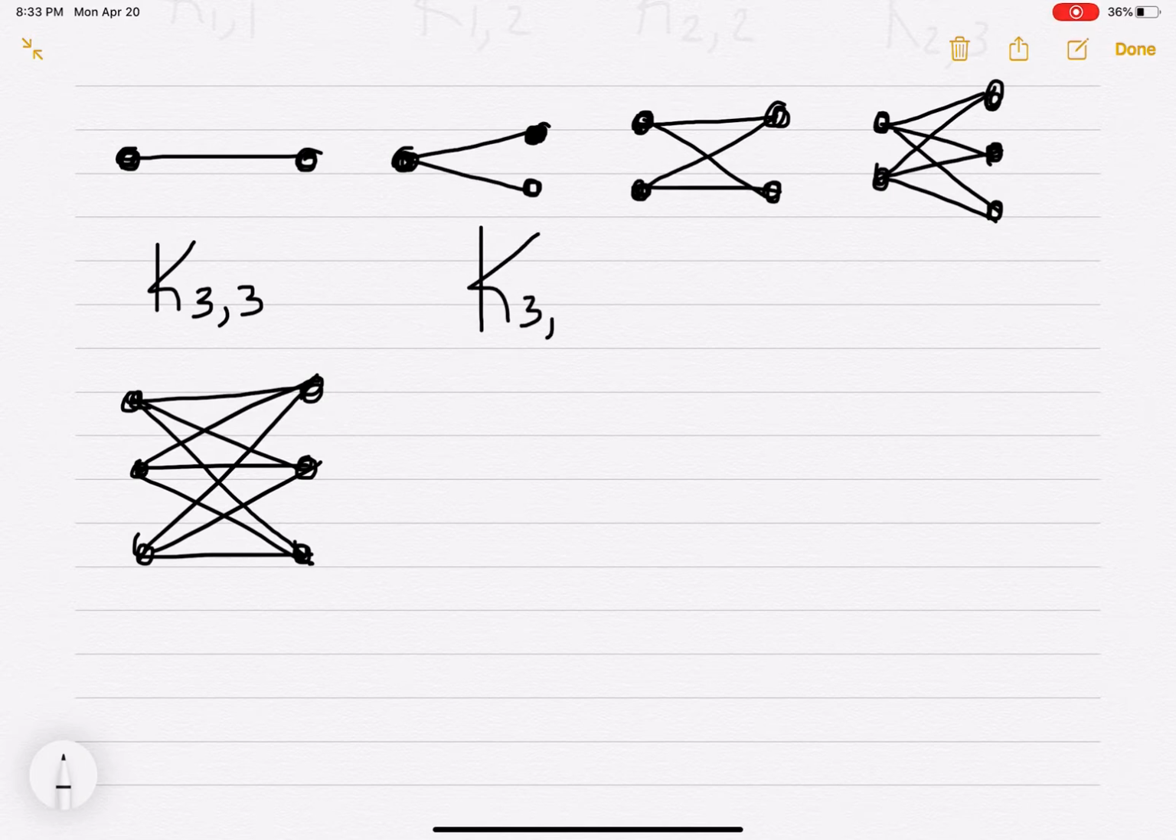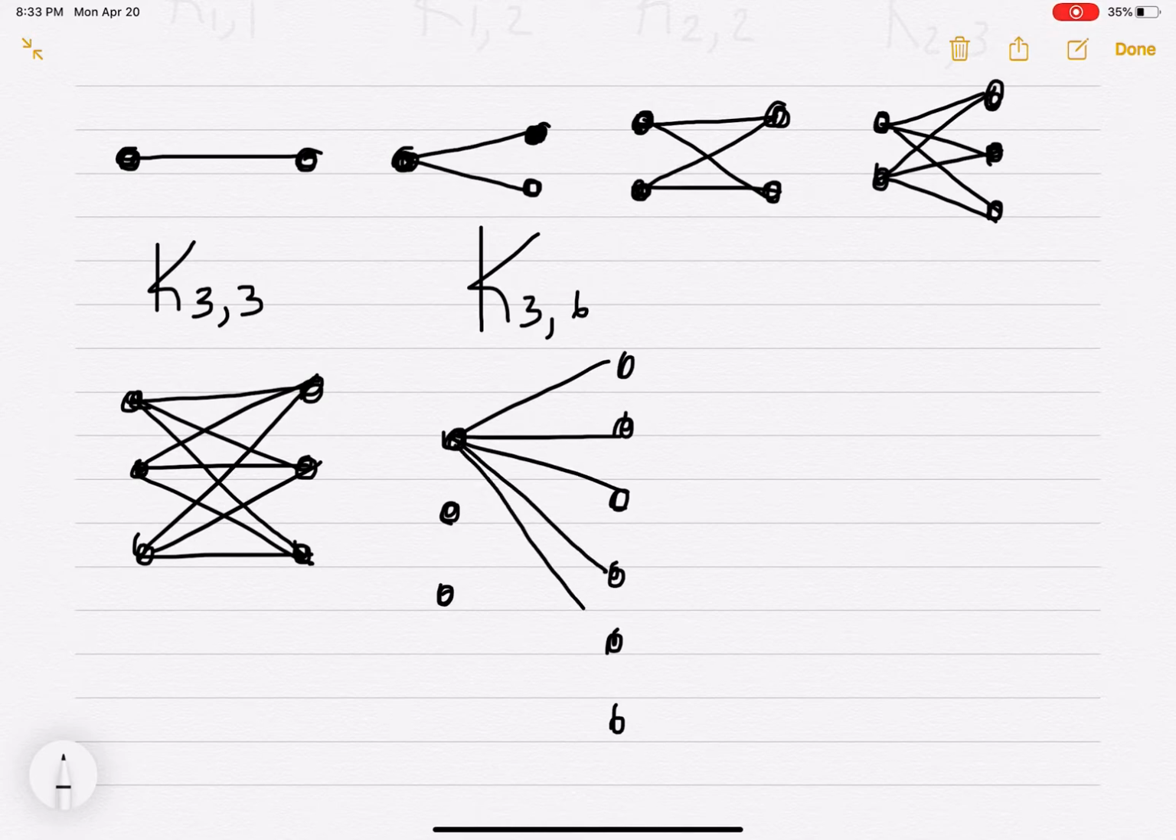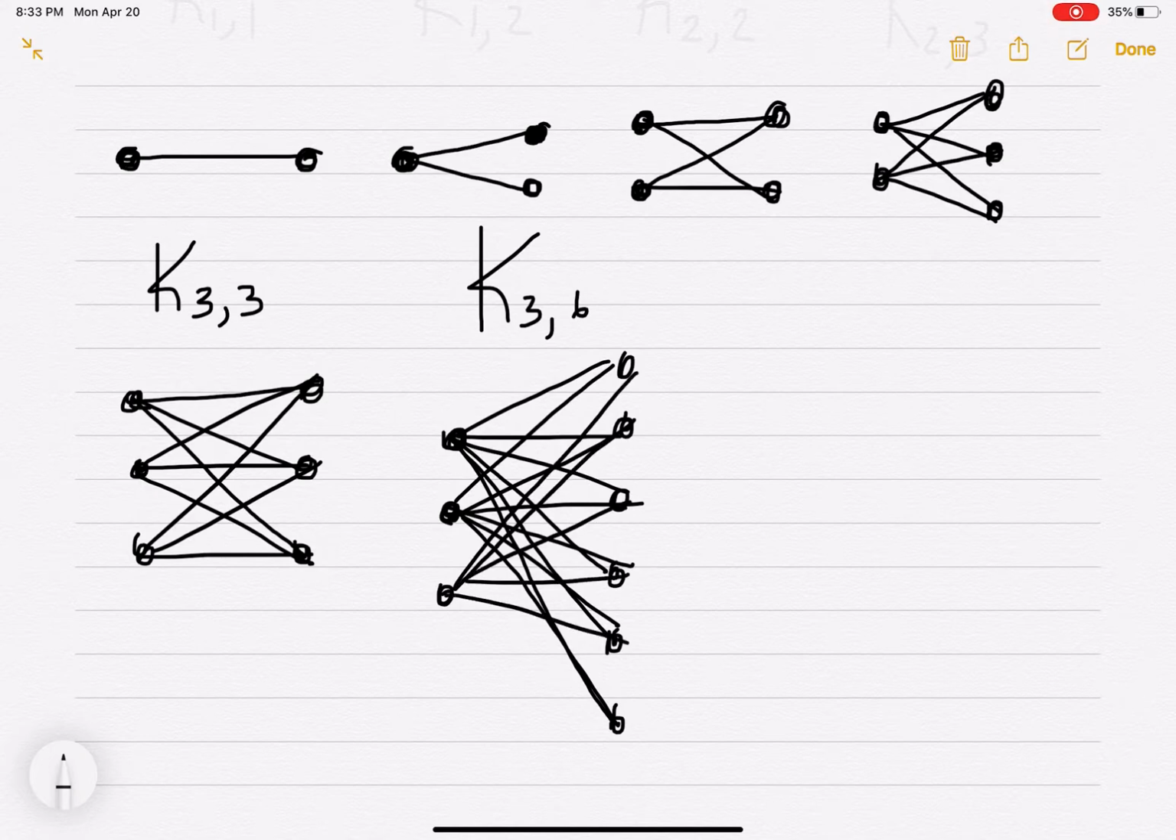How about, let's just do K_{3,6} just for fun. I'm going to have three vertices in V1 and six vertices in V2. So I'm going to take my first vertex and go to six places on the right. My second vertex is going to go to six vertices on the right. My third vertex is going to go to six vertices on the right. And it gets messy, right?